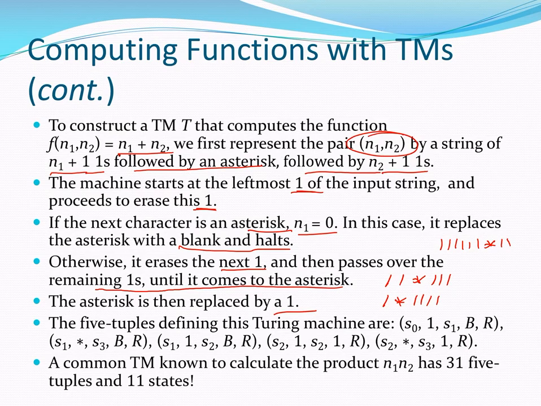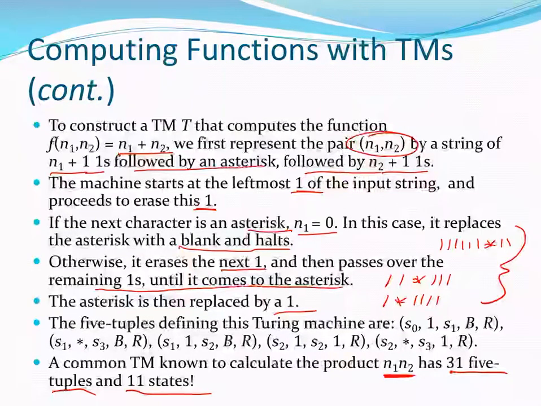And as an indication of how complicated these can be, if I want to create a Turing machine that multiplies two numbers, it has 31 5-tuples and 11 states, at least a commonly known one does. So again, these are more of theoretical interest, but the student should understand how they work. And that is the use of Turing machines to do recognition and to compute functions.